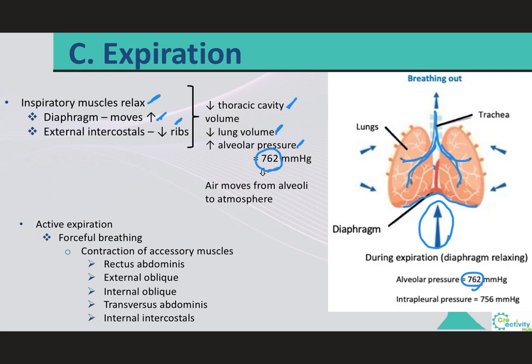However, expiration becomes active only during forceful breathing. And this occurs while playing, for example, a wind instrument or doing exercise. The muscles that will help with this forced expiration are what we call the accessory muscles, and they are listed here. We have the rectus abdominis, the external and internal obliques, the transversus abdominis, and the internal intercostals. So let's look at them on the next slide.